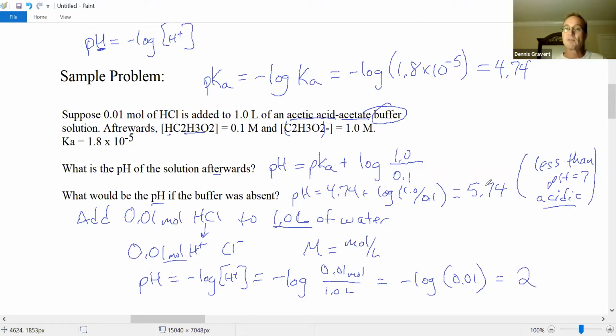Ooh, who's more acidic, 5.74 or 2? 2, and it's a lot more acidic. It's the same quantity of strong acid though. So look at this difference. That's pretty significant. A very strongly acidic solution could have been created upon dumping this much HCl into a liter of water. pH 2 is pretty strongly acidic. But if you got the buffer around, it didn't dip down to pH 2. It just came down a little bit to 5.74. Nice. So the buffer did its job. It slowed down or resisted the change of the pH. Not perfectly, but it did a pretty good job.